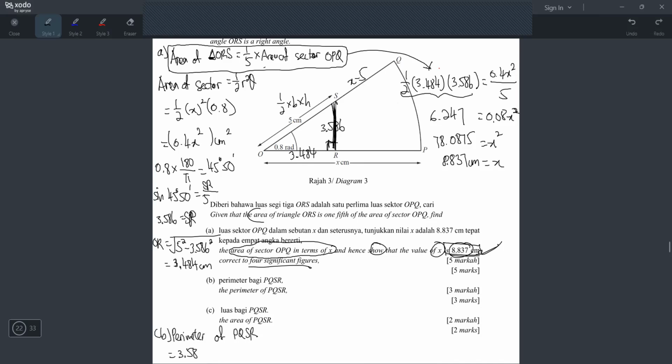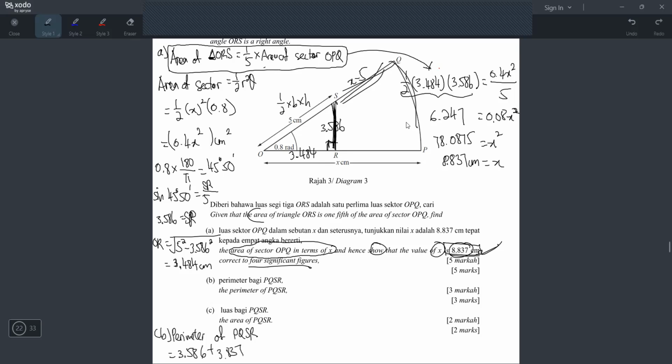Okay. And then plus with what? Let's say I plus with this SQ line. But do I have the SQ line? I don't have. But the SQ line is actually x minus 5. And the x I already have, 8.837. So what is 8.837 minus 5? You can press calculator. 3.837, right? So the next line is 3.837. So I already plus this line.